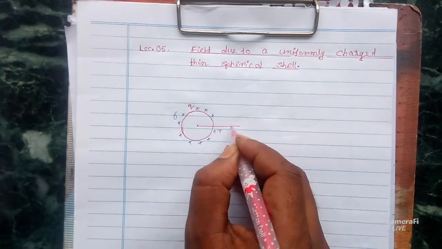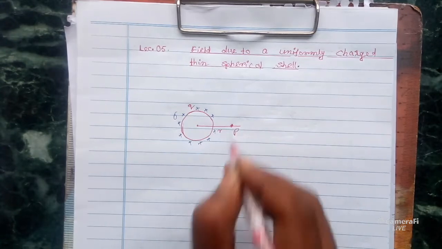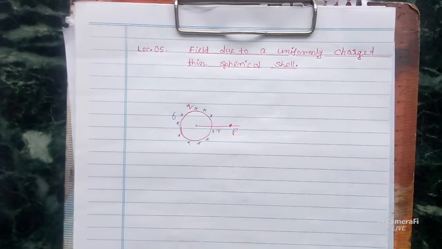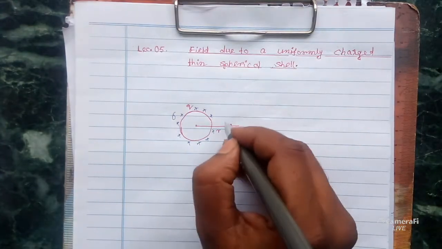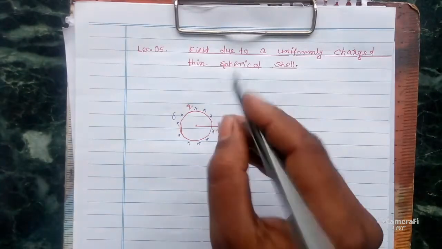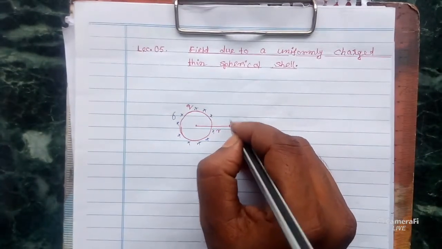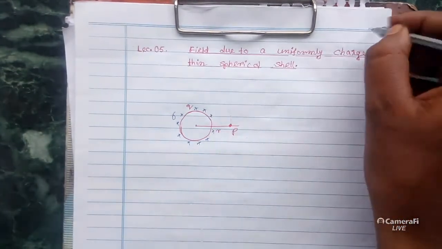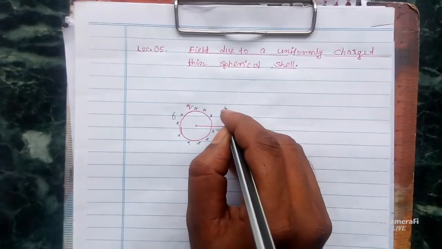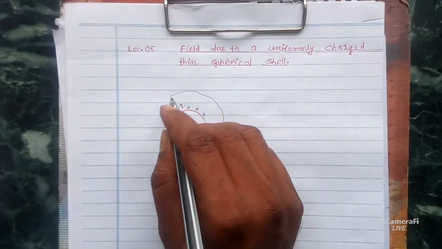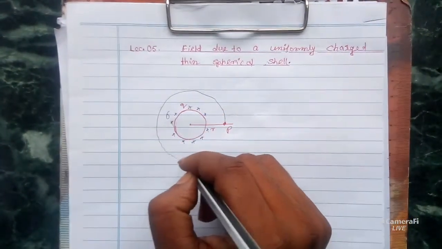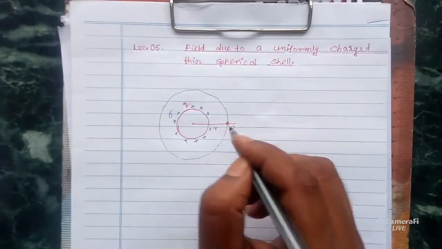Now to calculate the electric field, we have to calculate the electric field at a distance r from O, at this point P. At this point we are going to calculate the electric field. Now similarly, we have to take again a Gaussian surface of radius r, that is a Gaussian spherical surface. It is an imaginary surface, you can take a dotted line, no problem.